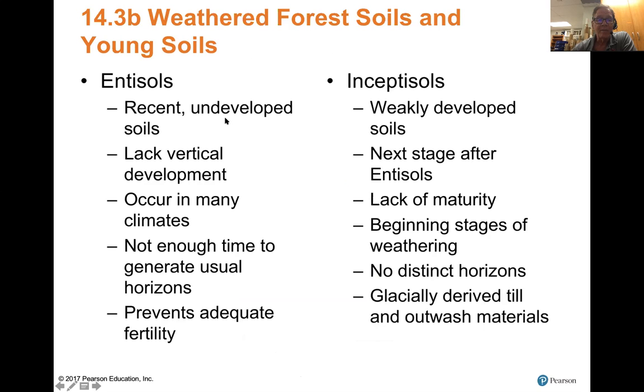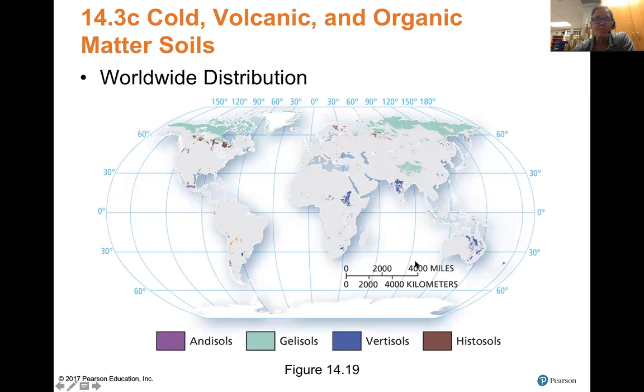Entosols are undeveloped and fairly recent. You see them in a lot of climates, but they don't have a lot of horizons, and so they're not very fertile. And septisols are also weakly developed ones. It's the next stage after, so entosols is first, then it's that. And again, a lot of times it's glacial till. You can see where those are. And our cold and volcanic and organic material soils way up in the north, and then often where, well, I'll show you this on the next slide.